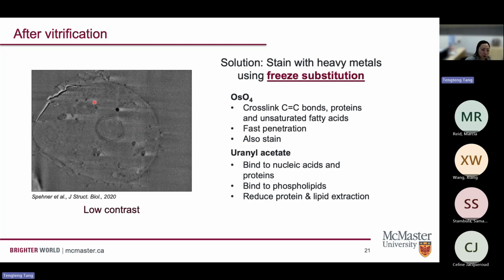So if we want to increase the contrast of the cellular tissue, we have to use some heavy metal staining to really help to bring out the contrast. But of course, the sample is already cryogenically preserved. So how can we stain the sample with those heavy metals? So the next step is actually to use a freeze substitution with some heavy metals, for example, the osmium tetroxide or uranium acetate. So I think at the CCEM right now, we don't have access to the freeze substitution. So I will just very briefly talk about the purpose of the freeze substitution.